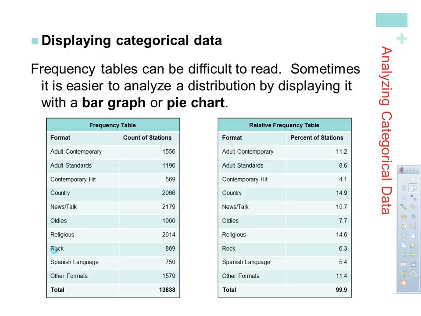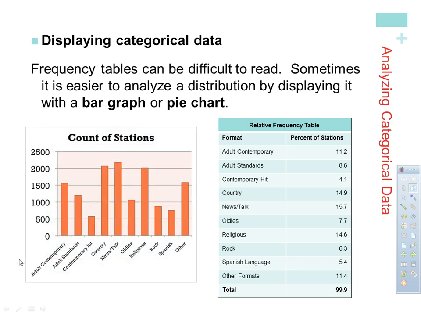And so what we do is we can take these tables and convert them into something that's a little bit easier to look at, a little bit easier to compare things. And we can do that in two different ways. We can create a bar graph, or we can create a pie chart. And so what I'll show here is, again, from our radio stations, from our frequency table, we can create this bar graph, okay? My guess is you've created bar graphs before, and they're not that difficult.